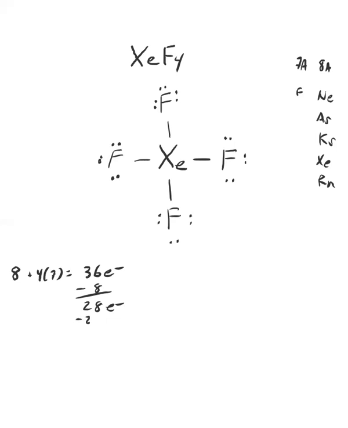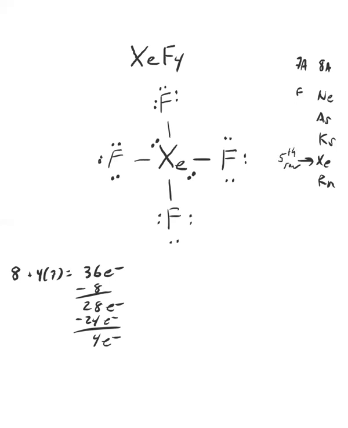Okay, that's 24. 6, 12, 18, 24. 4 remaining. Where do you put them? You put them on the central atom. Typically, you put them on opposite sides like this. Okay, well, xenon is definitely 3rd, 4th, or 5th row, right? It's actually 5th row.